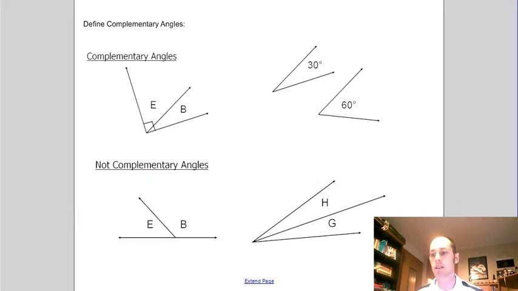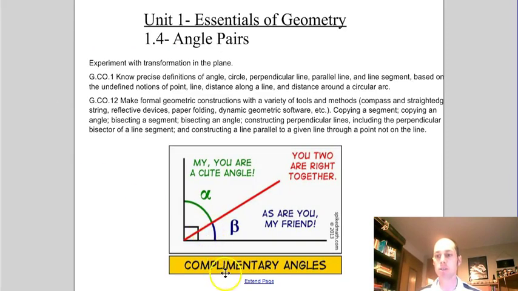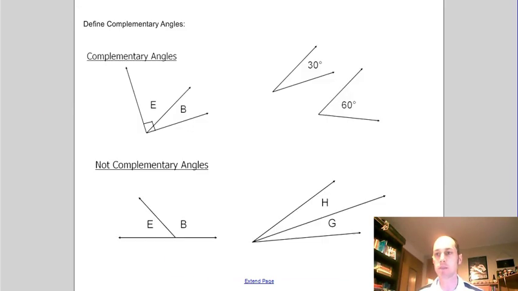Okay, so let's talk about the different kinds of angles. As I mentioned earlier, we're going to talk about complementary angles. That comic in the beginning, complimentary with an I, means you're saying something nice about someone. But here, complementary refers to something different. So angle E and B are complementary angles. This angle that's 30 degrees and this one that's 60 degrees are complementary. But these two angles are not complementary, E and B. Neither are angle H and G. So can you figure out what makes a set of angles complementary? Brainstorm for a second and we'll talk about that in just a moment.